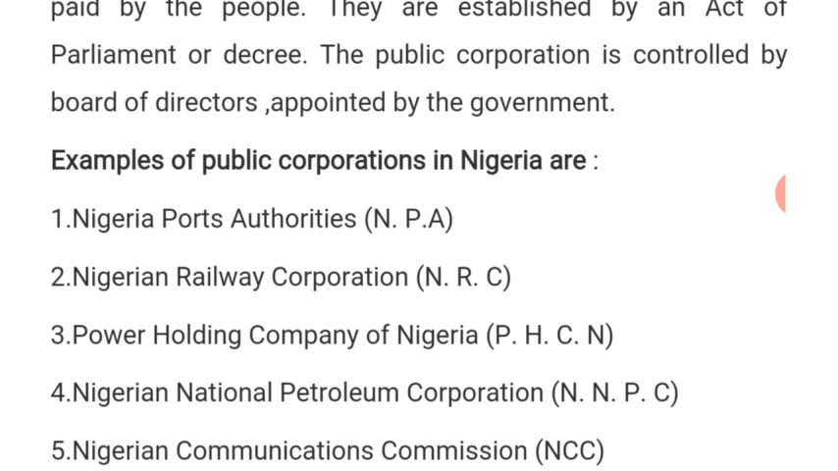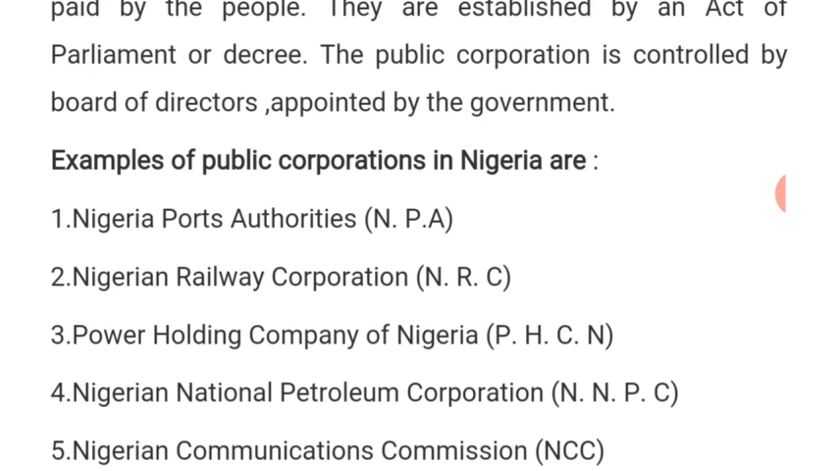Let us now move to examples of public corporations. Examples of public corporations in Nigeria are: one, Nigerian Ports Authority, NPA. The port services are rendered by the government, not by private individuals. Then number two, Nigerian Railway Corporation. Railway services are also rendered by government, and we call it Nigerian Railway Corporation.